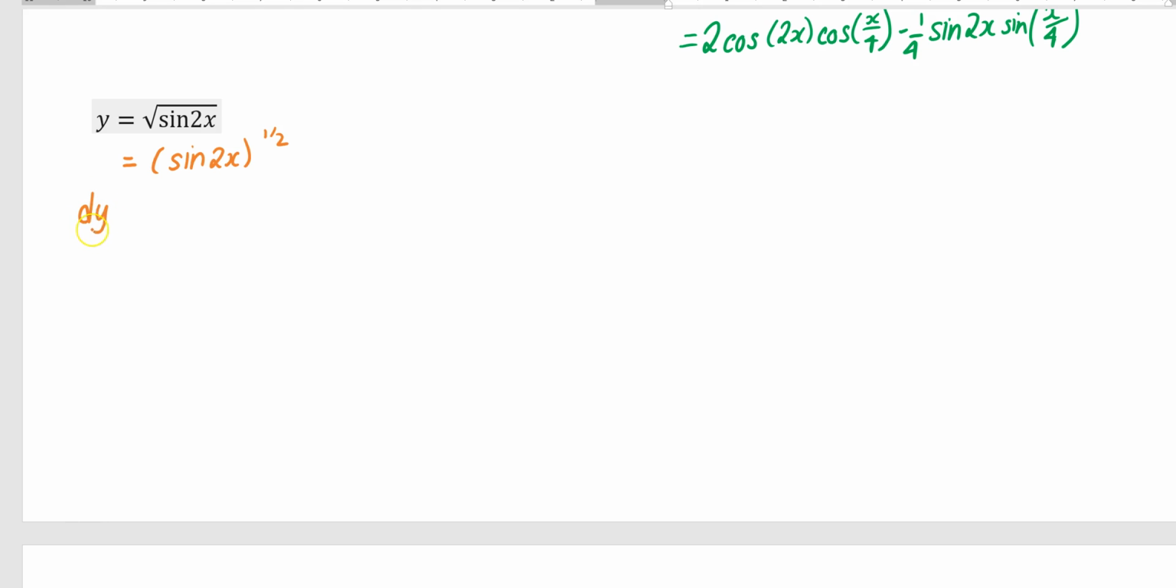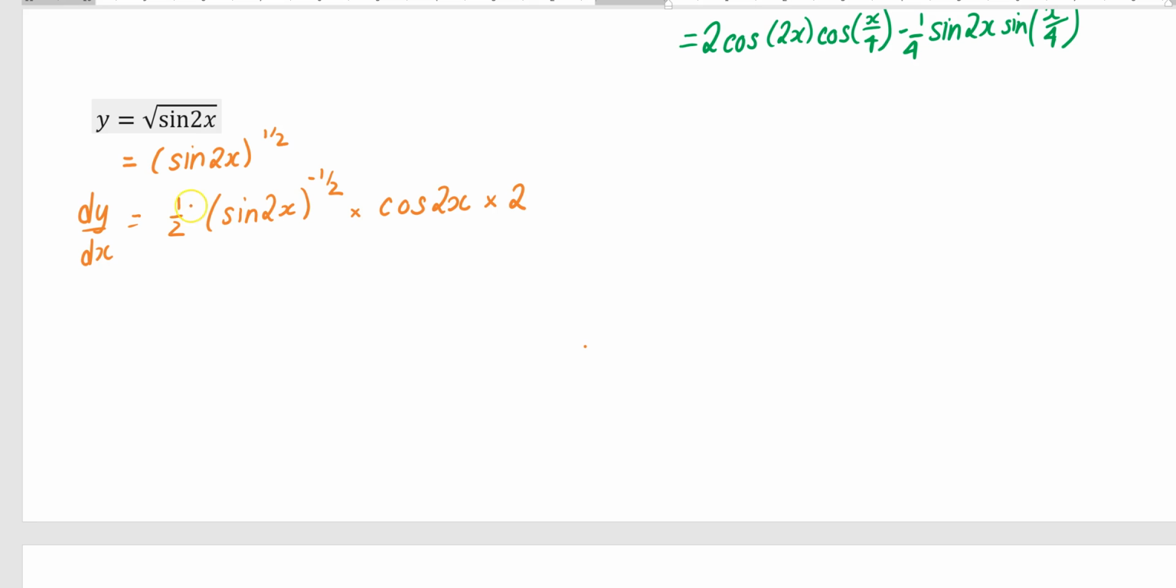So dy by dx. The half goes out the front. We write the function, so sine 2x, take away a 1 from the power, so it's minus a half, but then we have to multiply by the derivative of what's inside the bracket. Now remember, the derivative of sine of a function, so we say it's cos of that same function times the derivative of that, which becomes 2.